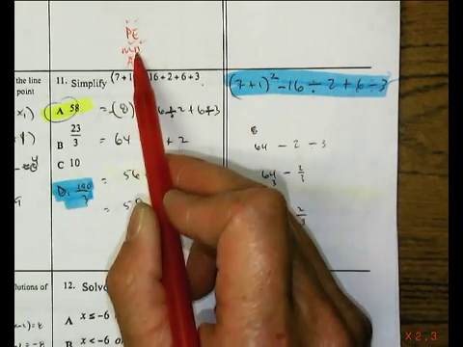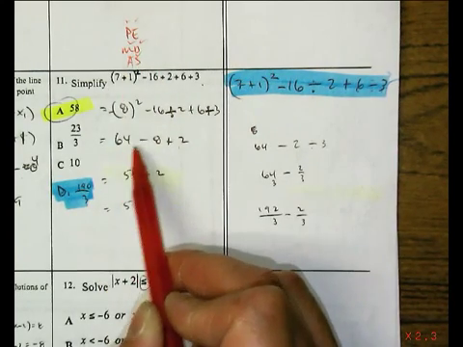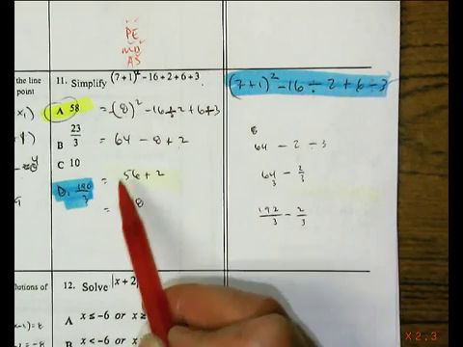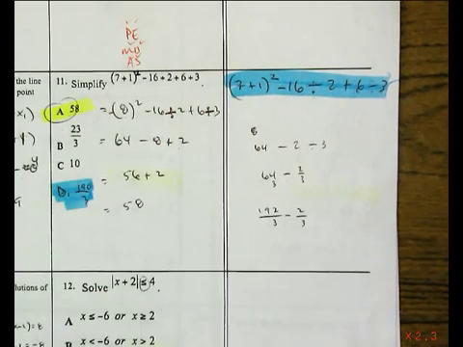You're just going to go left to right. So this is a chunk. So the first chunk I see is subtraction. So 64 minus 8 gives me 56. 56 plus 2 gives me 58. A is your answer.